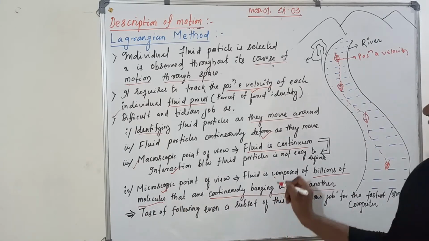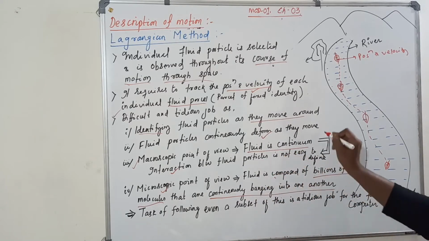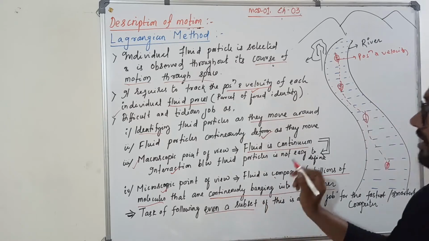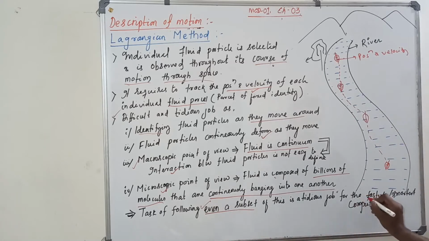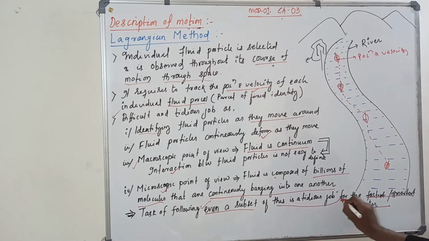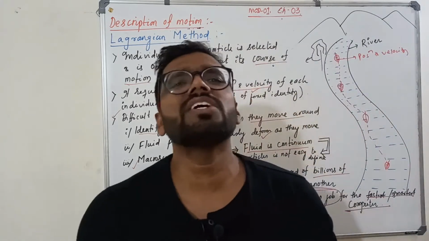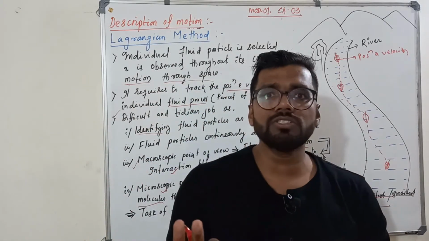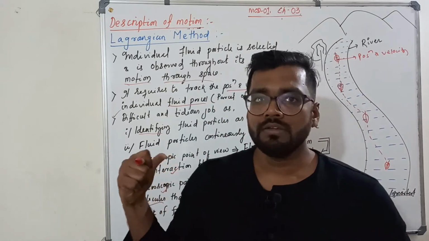That means tracking and finding the position and velocity of even a small subset of this would be a very tedious job even for the fastest or smartest computer. That's why the Lagrangian method becomes very difficult for us. It has some applications, though, where we cannot use the Eulerian method. For that I will write in the next slide.